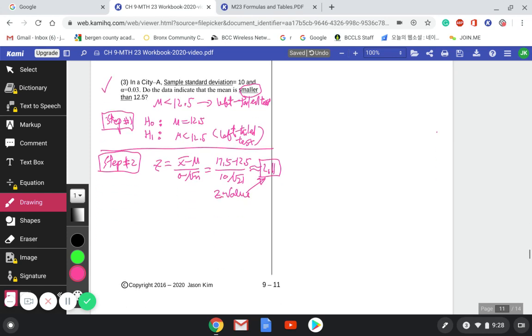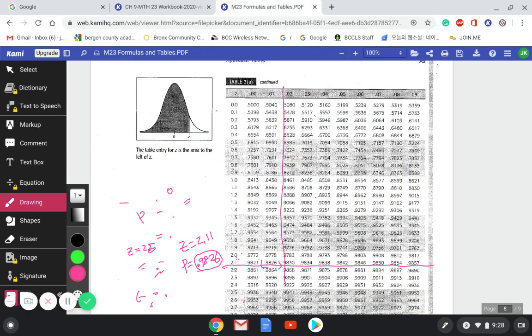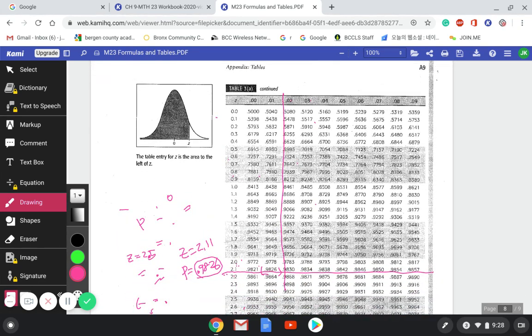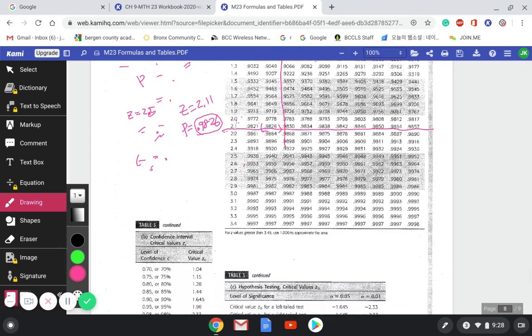So now in step 3, you have to find the p-value. So before the p-value, you have to convert the z-value into probabilities. So when you do that, you go to table number 3. And 2.11 is 0.9826. Okay.